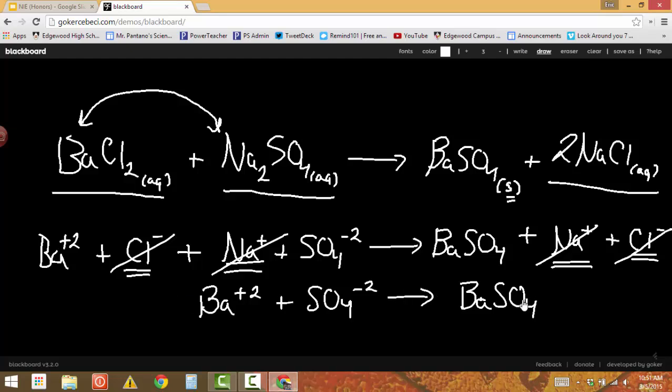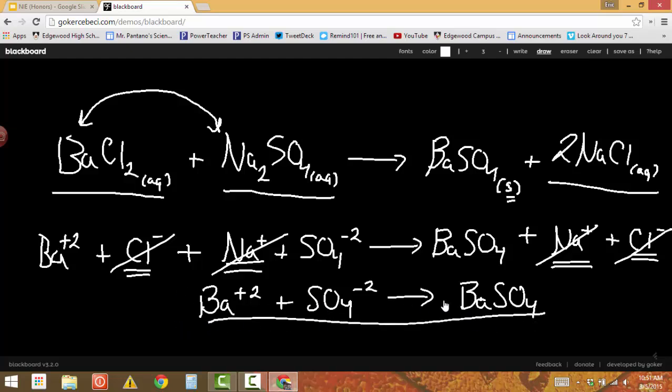That's my net ionic equation. Now I need to make sure that it's balanced with respect to atoms. 1 barium, 1 sulfur, and 4 oxygens. 1 barium, 1 sulfur, and 4 oxygens. And with respect to charge on both sides, I have a +2 and a -2. That means 0. This is neutral. That's 0. This is my net ionic equation for this reaction.